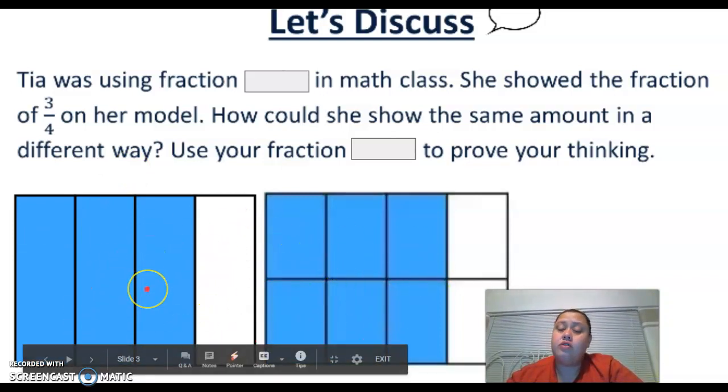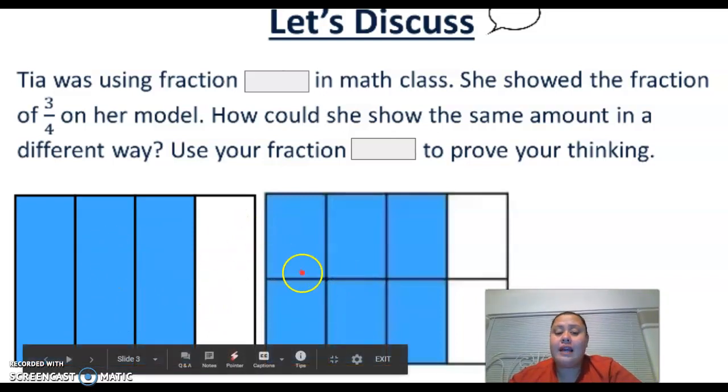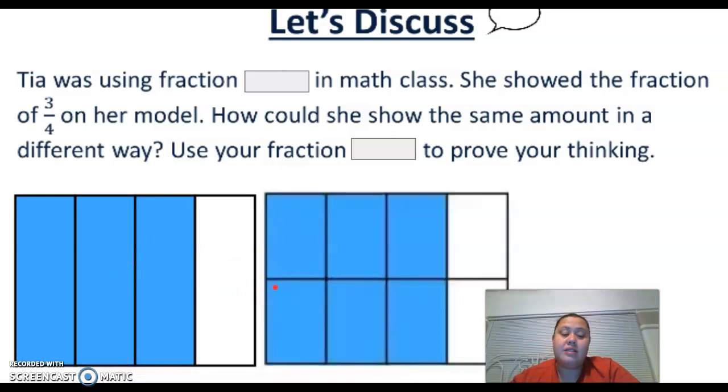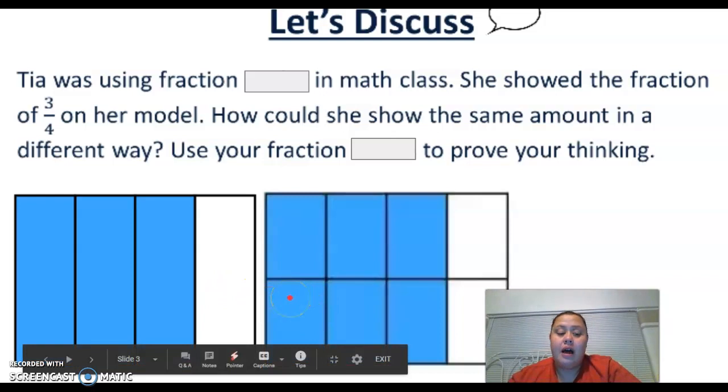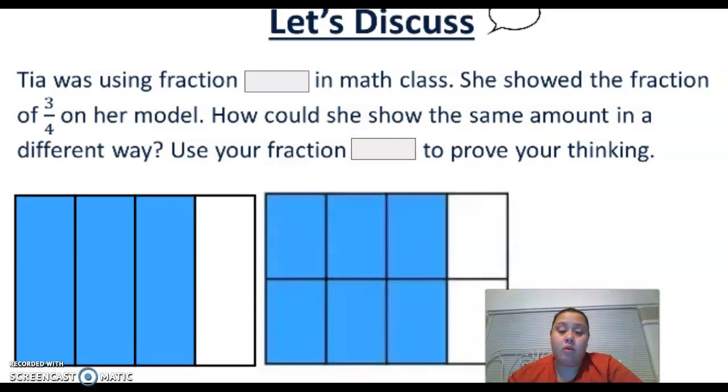Again though, when we are drawing them out, which is what I want you to practice today, make sure the rectangles that you're comparing are the exact same size. I know this is a side-by-side example. I would prefer up and down, on top and the bottom, because then you can really see, are they equal fractions?